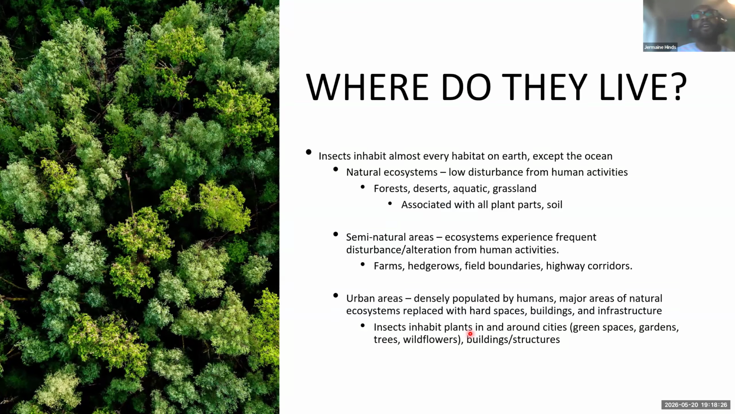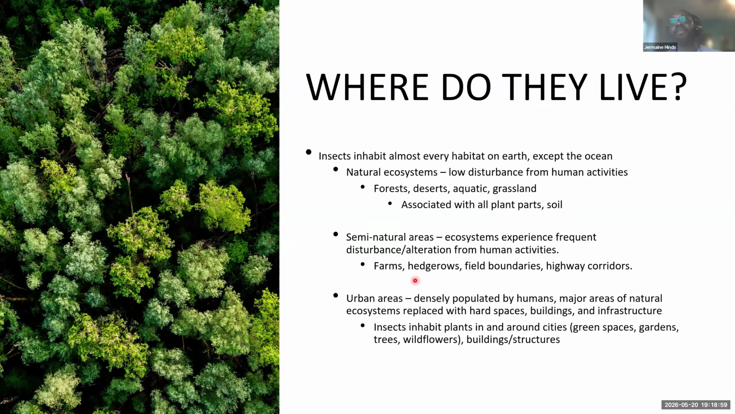So when you think of a farm or a managed corridor, hedgerows, field boundaries, highway corridors, insects depend on some of those areas for resources, or they live in those areas. Insects also live in urban areas, those densely populated by humans. Major areas of natural ecosystems are replaced with hard spaces, buildings, and infrastructure. So even with that, you still have insects finding their way into our urban areas.